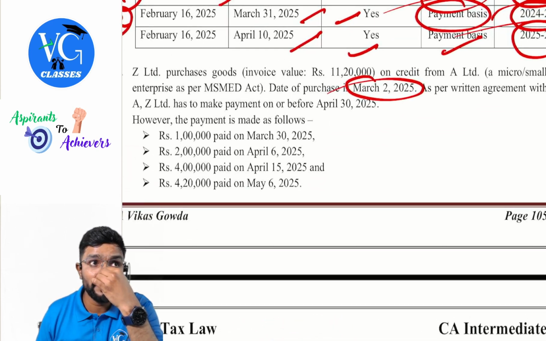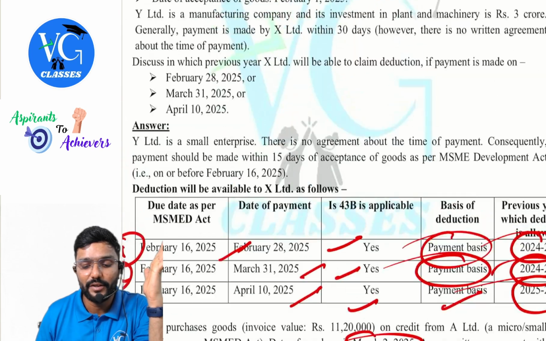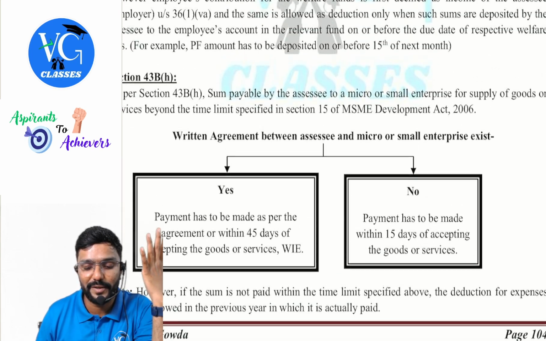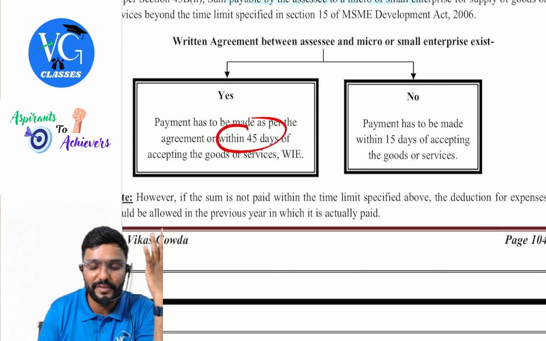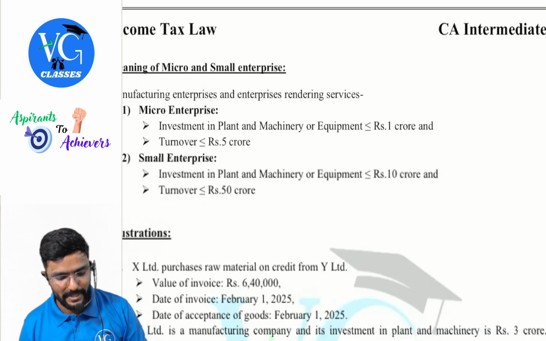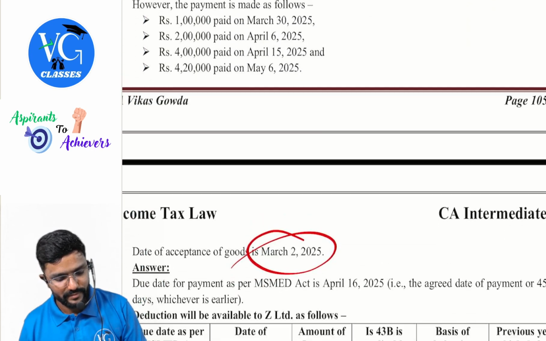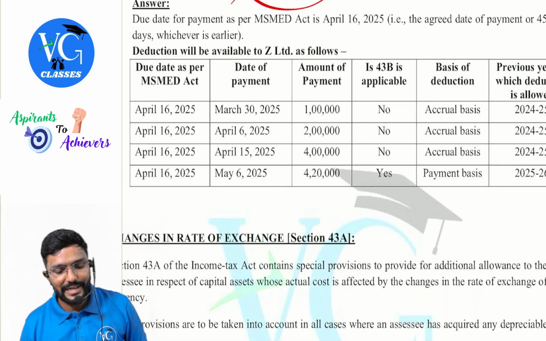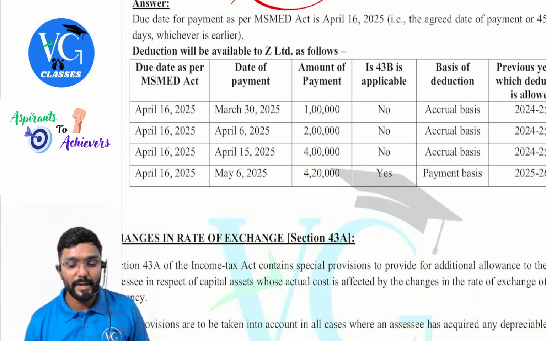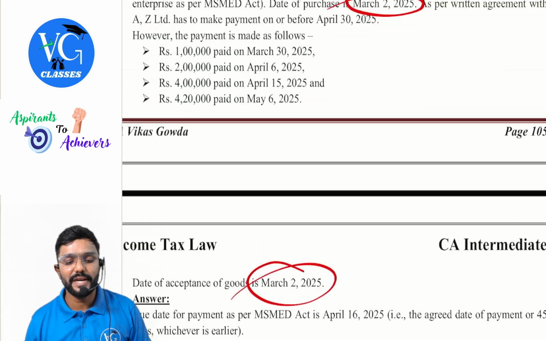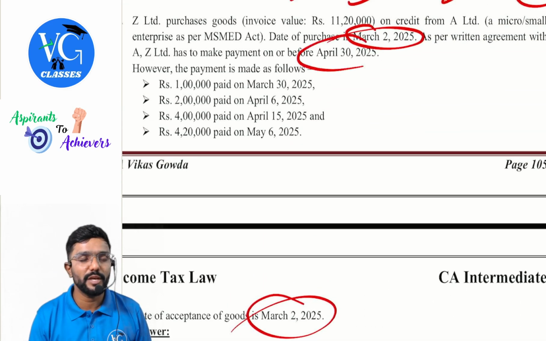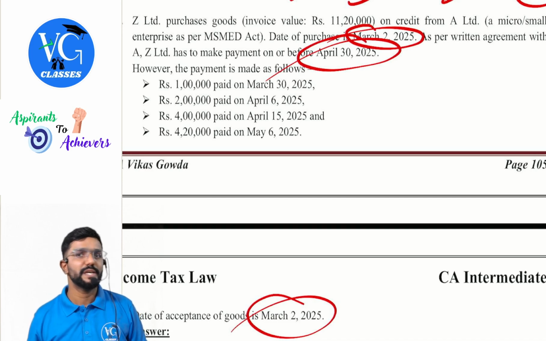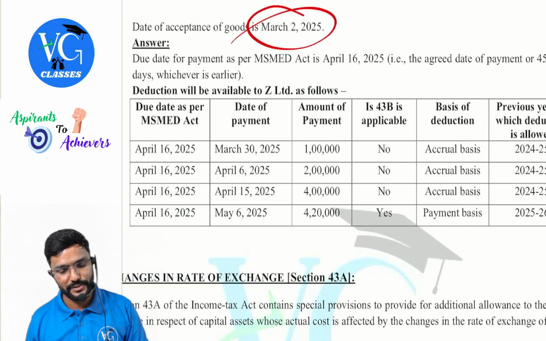So, you have to count maximum 45 days because even if there is agreement, you cannot do payment as per the agreement always. It is as per agreement or within 45 days, whichever is earlier. Okay, sir. Due date for payment as per MSME Act is April 16. Why so? Because 45 days. Because whatever date is there as per the agreement, 30th April is beyond 45 days. Okay.